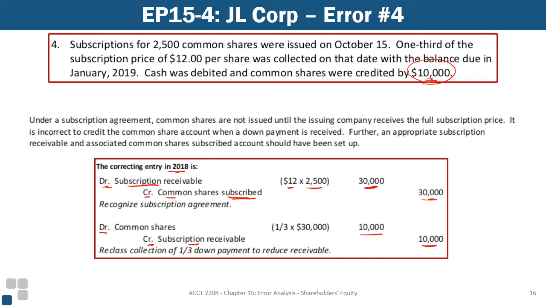What you could have done here as well is, instead of debiting subscription receivable for $30,000 and then crediting for 10, you could have done a combination and only debited the subscription receivable for $20,000. So you'd have a $20,000 debit to subscription receivable, a $30,000 credit to common shares subscribed, and a $10,000 adjustment to common shares. And that takes care of that error, and that completes JL Corp.